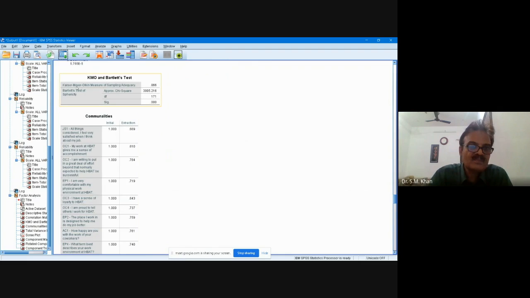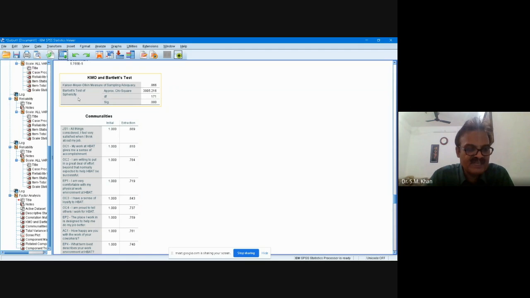Okay. Sampling adequacy. I suggested you this value has to be greater than 0.50. The data used for the factor analysis confirm this characteristic, and you can go for the factor analysis. Sample size and sampling is adequate to go for the factor analysis.